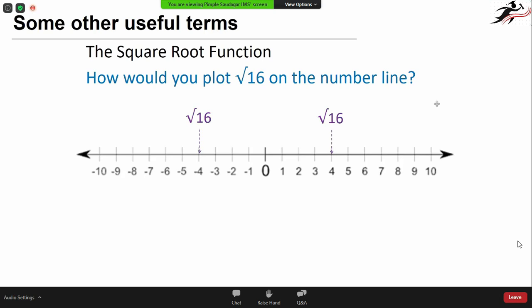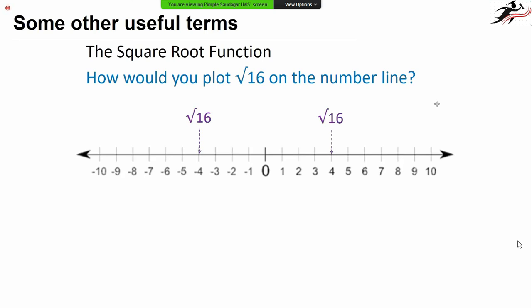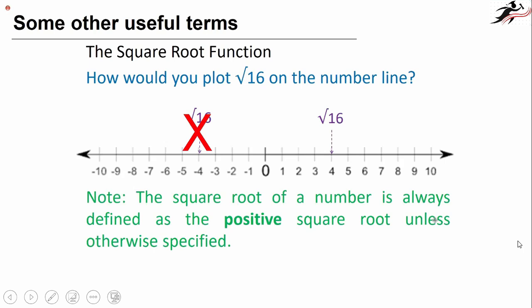What is root 16? So what I should do is plot it over here. Now, some of you may also say that root 16 can also be written as minus 4. Correct? Then why only plus 4? The reason is the square root of a number is always defined as the positive square root unless otherwise specified. So unless the question mentions it somewhere, I will consider the root to be positive only.